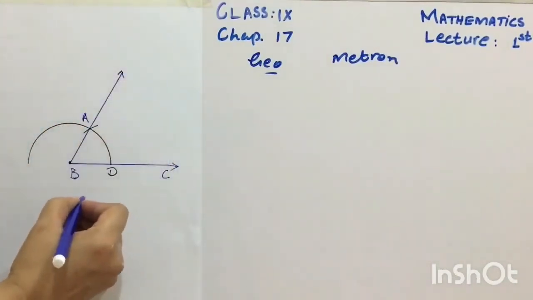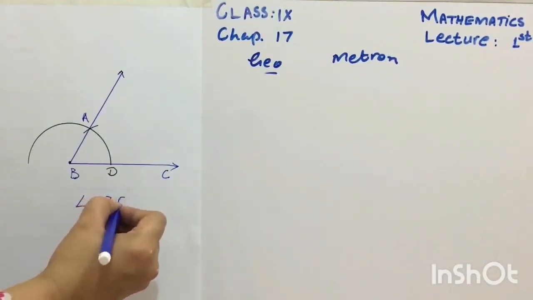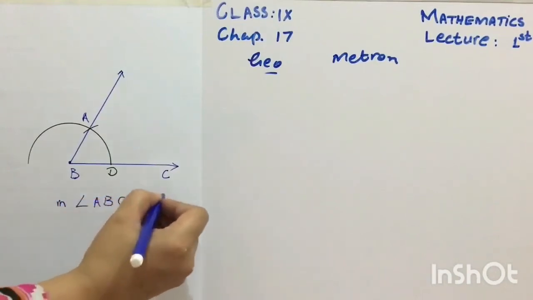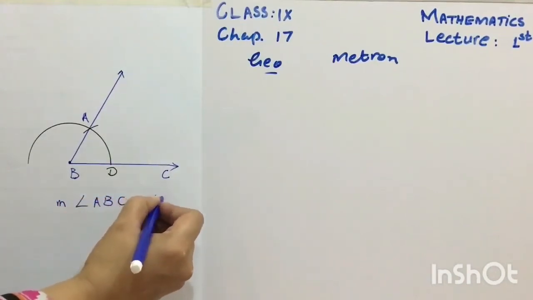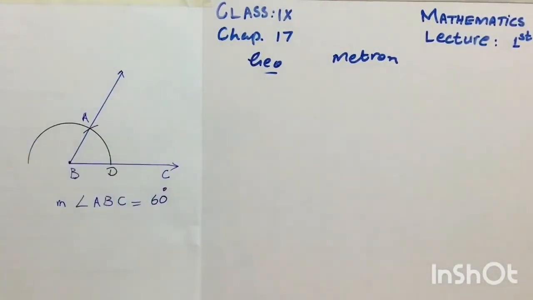Now, angle ABC is formed with the measurement of 60 degrees. You see, to form an angle of 60 degrees with the help of a compass is quite easy. Now we will construct another angle of 120 degrees.